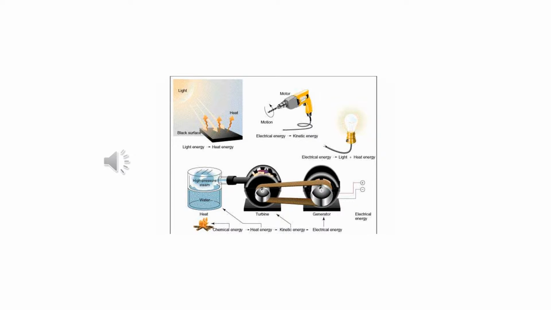The law of the conservation of energy states that energy cannot be destroyed or created. It can only be changed from one form to another or transferred. In the diagram, you can see how the different types of energy are transferred or transformed.